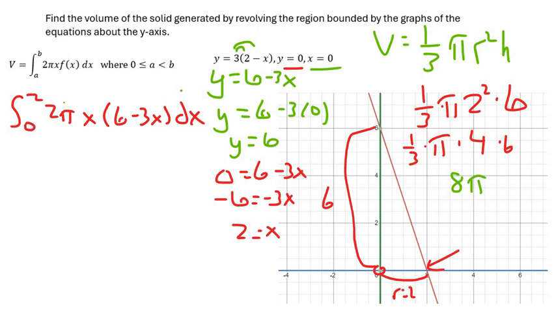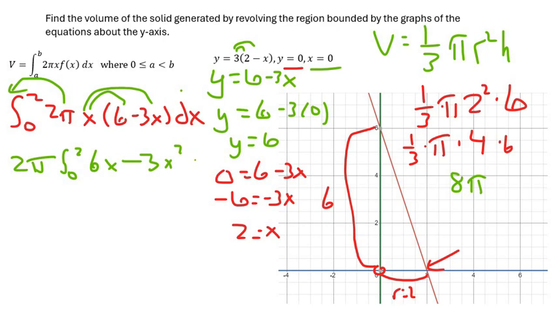So we're going to do the integral from 0 to 2 of 2 pi times x times our function, which is 6 minus 3x, dx. I'm going to bring the 2 pi up in front because it's a coefficient, and then distribute the x in one step. So we have 2 pi times the integral from 0 to 2 of 6x minus 3x squared dx.